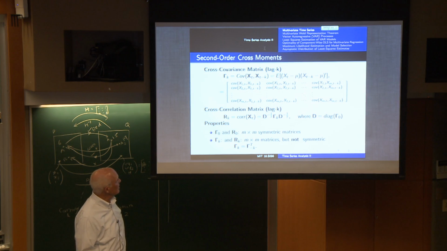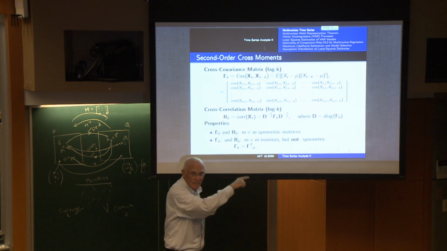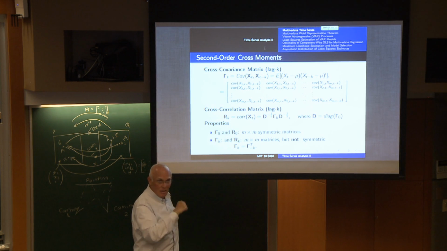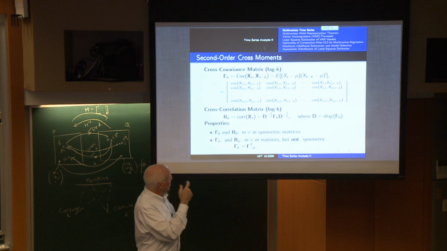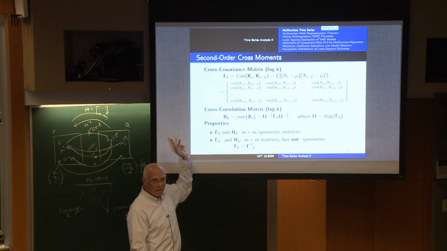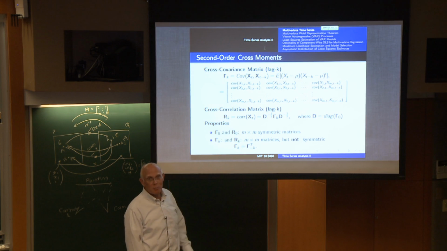And we can define the cross-correlation matrix by similarly pre and post multiplying by the inverse of the standard deviations. The diagonal of gamma naught is the matrix of diagonal entries of variances. Now, on properties of these matrices: gamma naught is a symmetric matrix, as we had before, but gamma k, where k is different from 0, is not symmetric.